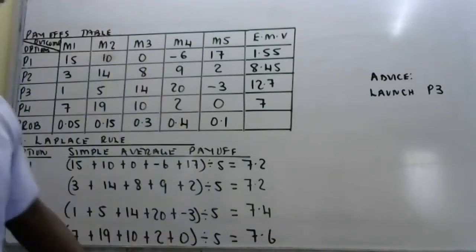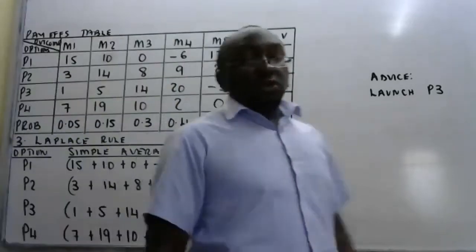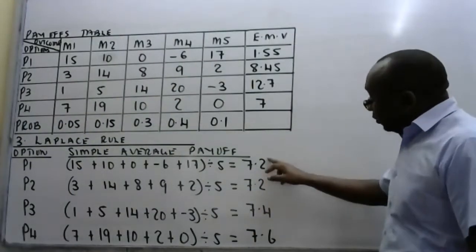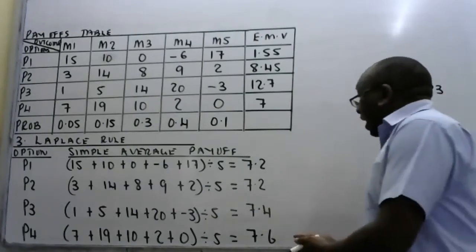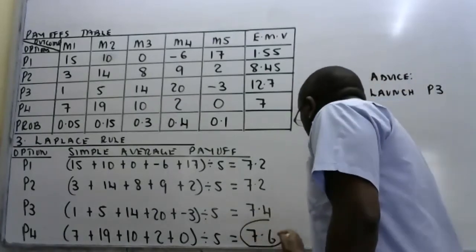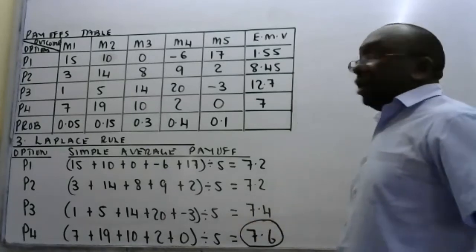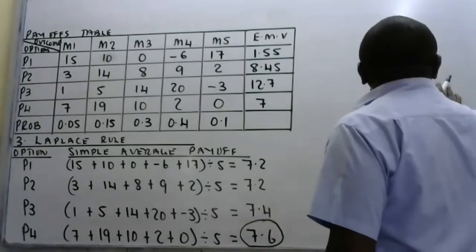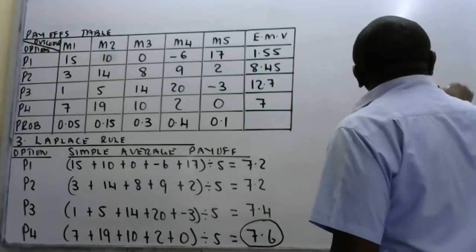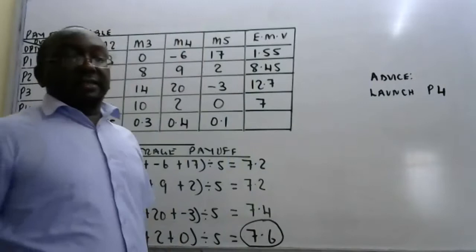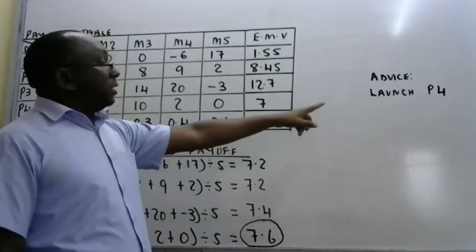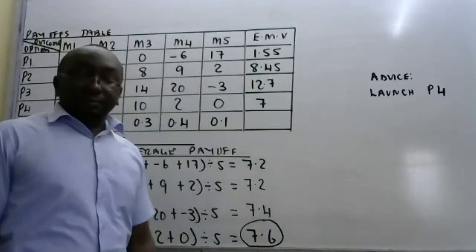So what you do now, you select the highest of these simple averages. So the highest is this one. So you are going to advise that they produce product 4.